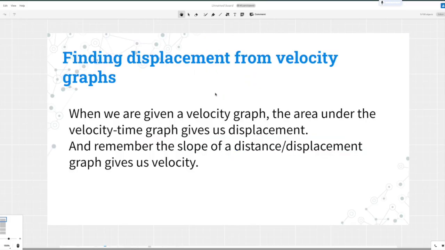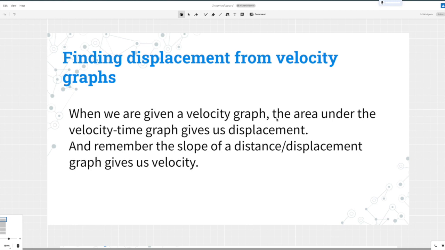In today's video, I'm going to be talking about finding displacement from velocity graphs. When we're given a velocity graph, the area under the velocity-time graph gives us displacement. And remember, the slope of a displacement graph gives us velocity. So we're going to be doing things a little bit different from last video.